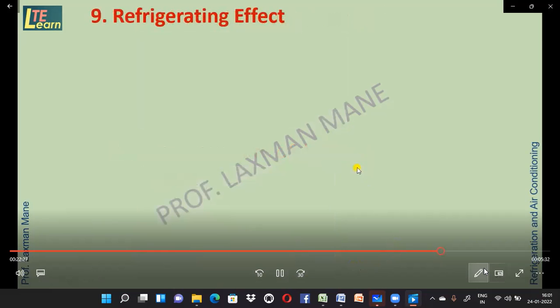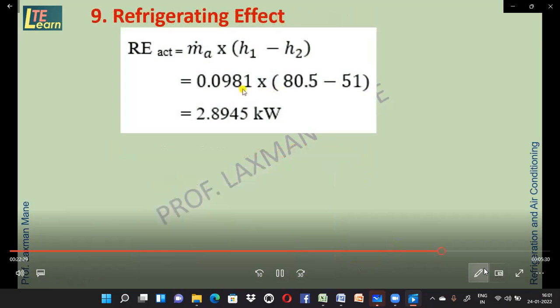Refrigerating effect means cooling effect can be obtained by using formula mass flow rate of air multiplied by enthalpy difference along the duct. H1 is enthalpy of air at the inlet and H2 is enthalpy of air at outlet. So from the psychrometric chart, value of H1 and H2, putting over here value of MA, calculation of refrigerating effect we find here in kilowatt.